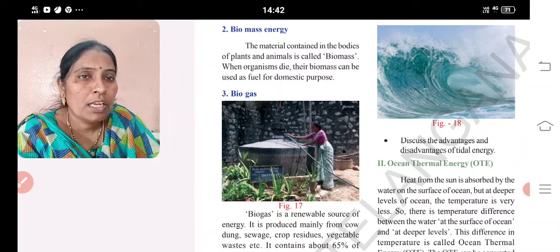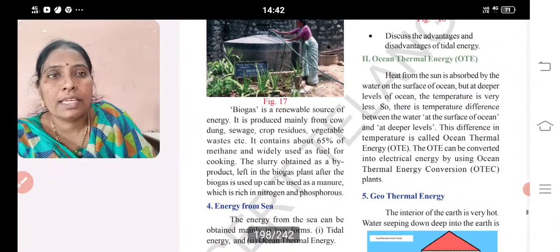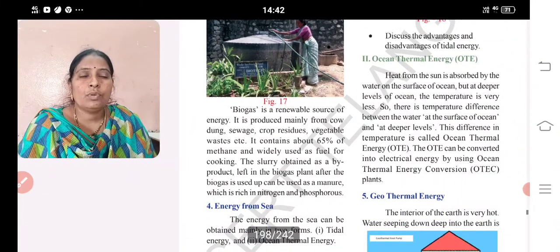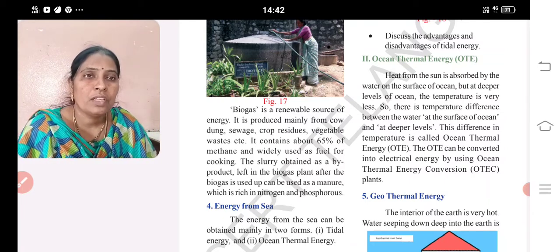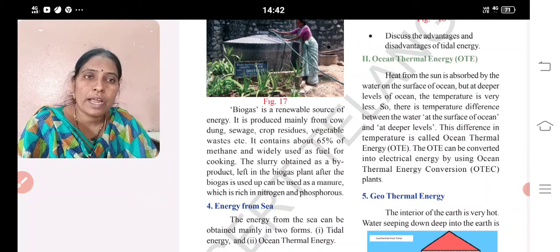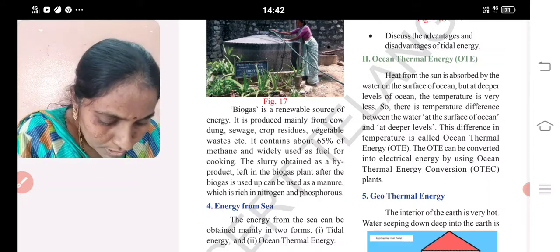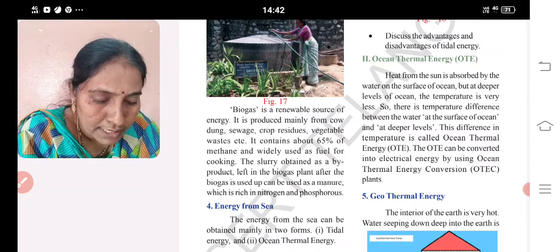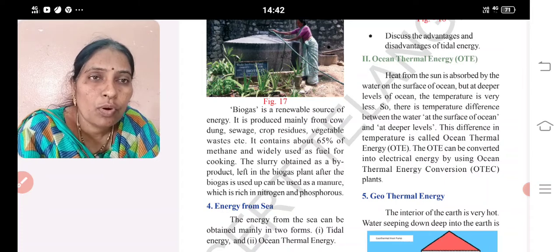It can be produced mainly from cow dung, sewage, crop residues, vegetable waste, etc. It contains about 65% methane and is widely used as a fuel for cooking. The slurry obtained as a byproduct, left in the biogas plant after the biogas is cleaned up, can be used as manure, which is rich in nitrogen and phosphorus. So what is biogas? Biogas is a renewable source obtained from cow dung, sewage, crop residues and organic vegetable waste.